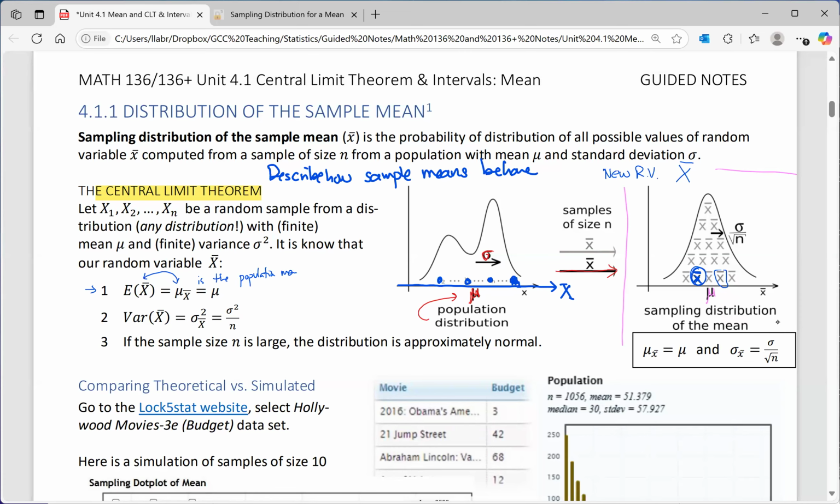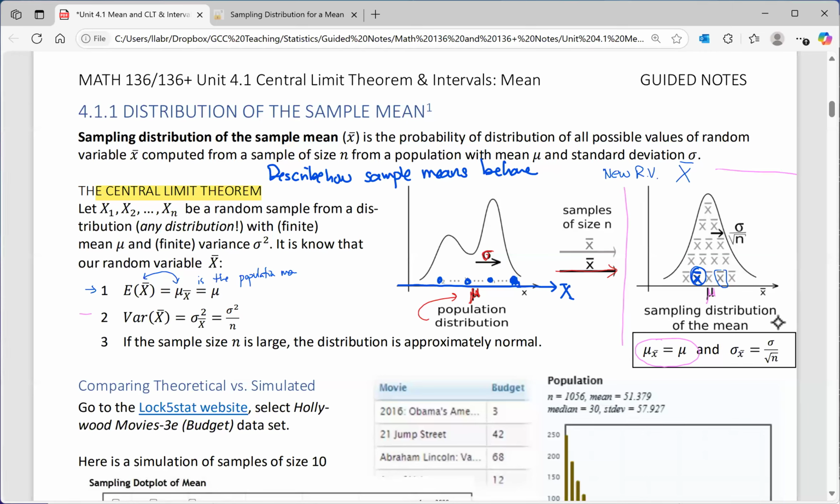So here is result number one. It simply says the center, that's mu, of the sample mean equals the population mean. If you say that out loud, it basically tells you that when you take samples and compute the sample mean, the center of those sample means will be the same as the center of the population.